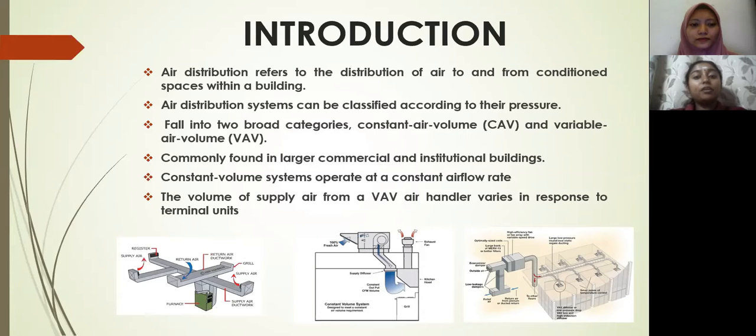Air distribution systems have two categories, CAV, constant air volume, and VAV, variable air volume. These are both commonly found in larger commercial and institutional buildings. CAV systems operate at a constant airflow, while VAV systems vary the volume of supply air in response to terminal units.